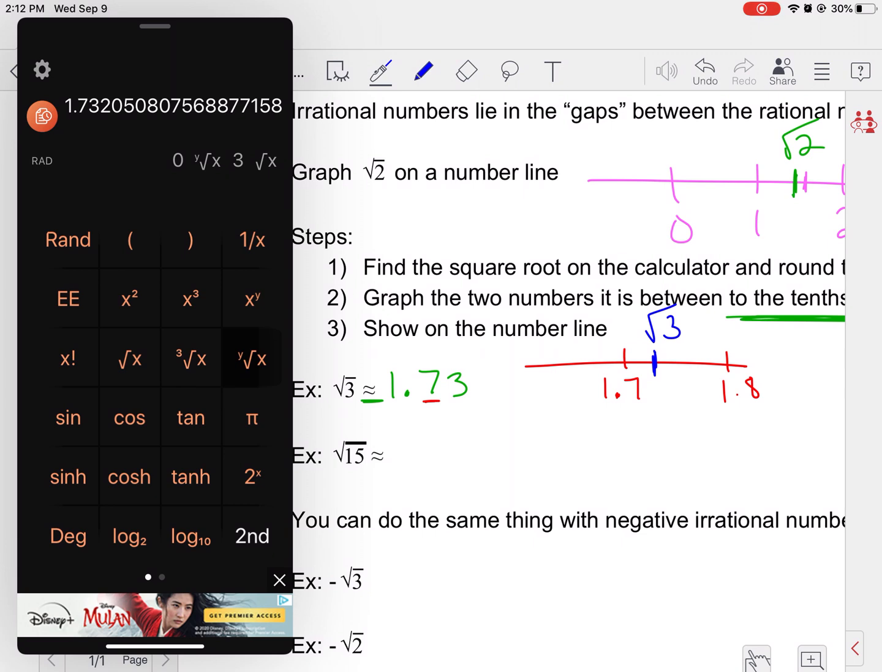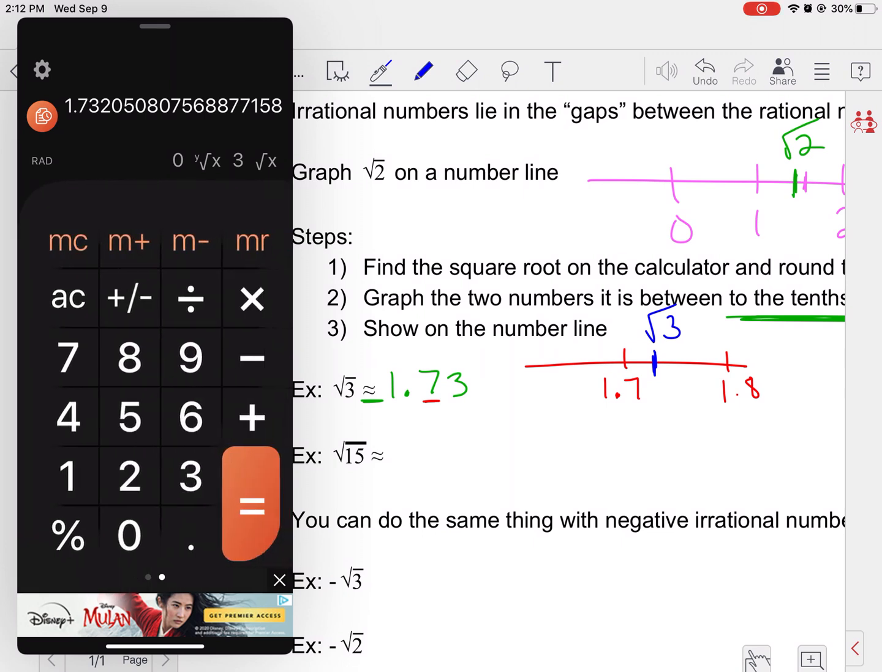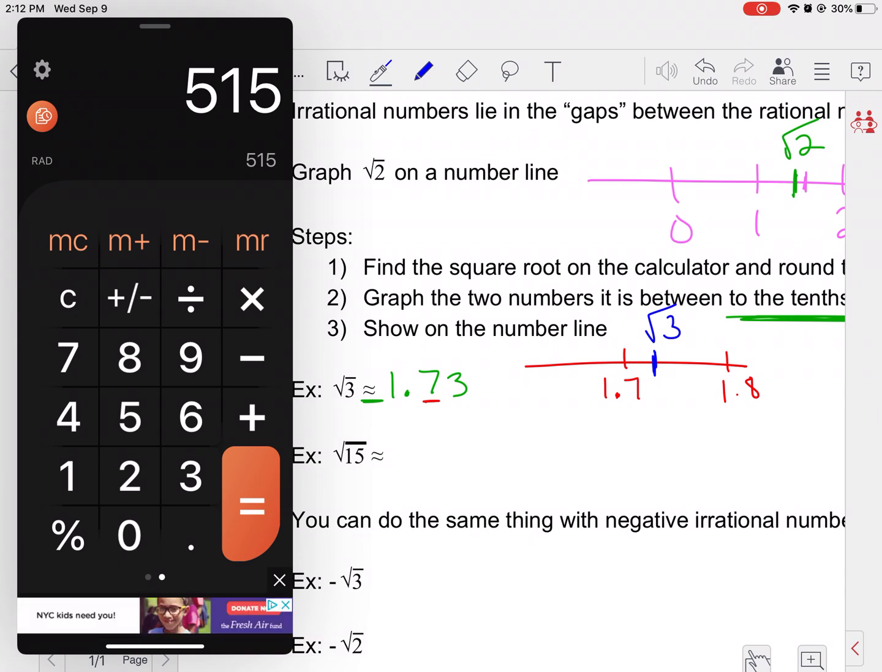Okay, let's do square root of 15. So again, I'm going to do 15. Whoops. Ooh, goodness. We're learning all the clear stuff here. How do I get you to clear? There's my clear button. Okay.